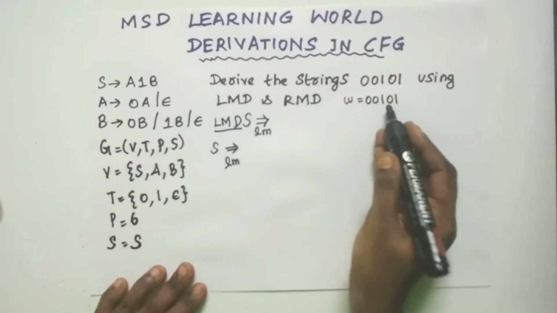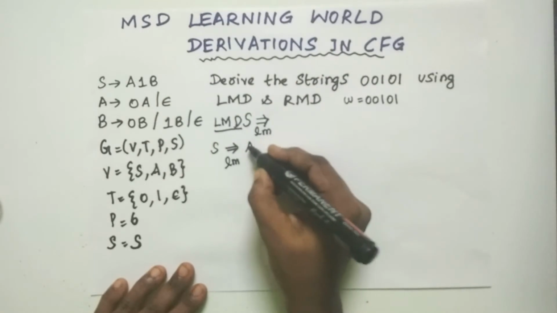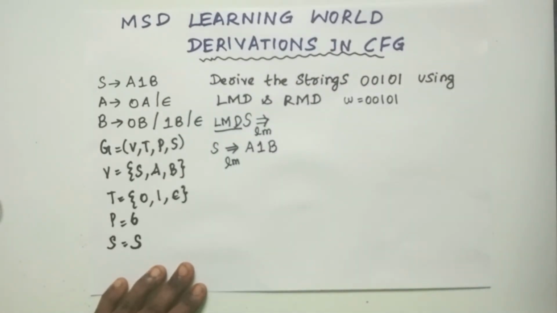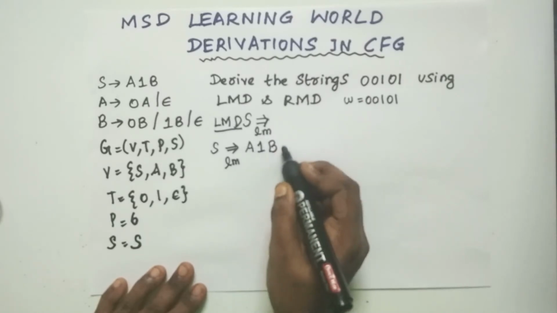For this 00101, you have to always start only with the starting symbol. And this starting symbol has only one production, so there is no option for you. You must derive only A1B. Parallelly, you should check with the strings also. So here A1B.